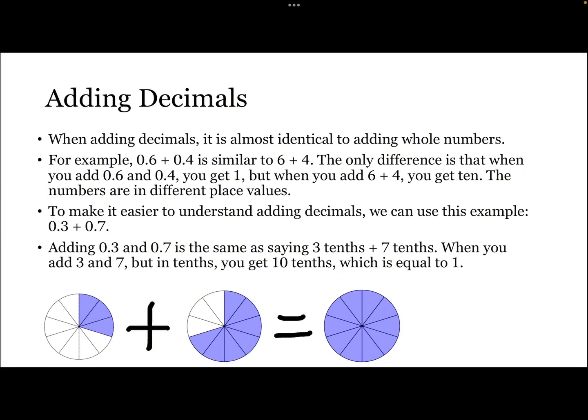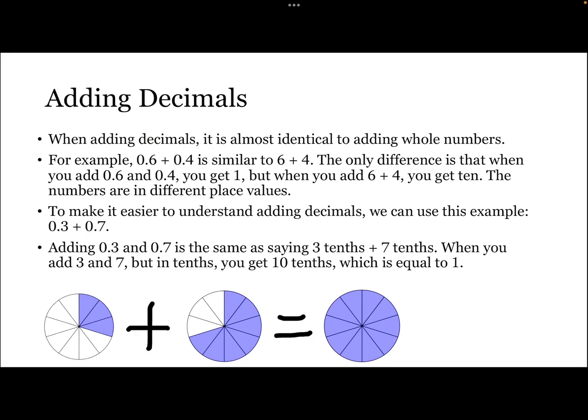Adding decimals. When adding decimals, it is almost identical to adding whole numbers. For example, 0.6 plus 0.4 is similar to 6 plus 4. The only difference is that when you add 0.6 and 0.4, you get 1, but when you add 6 plus 4, you get 10. The numbers are in different place values.